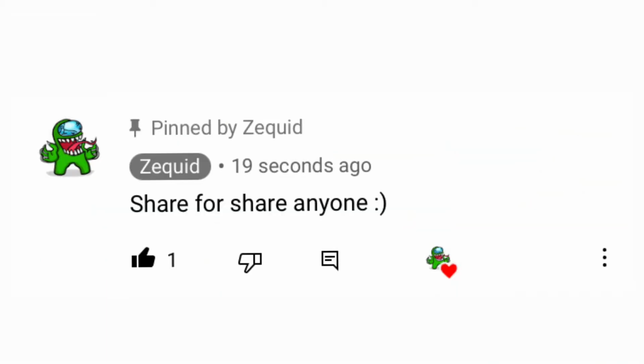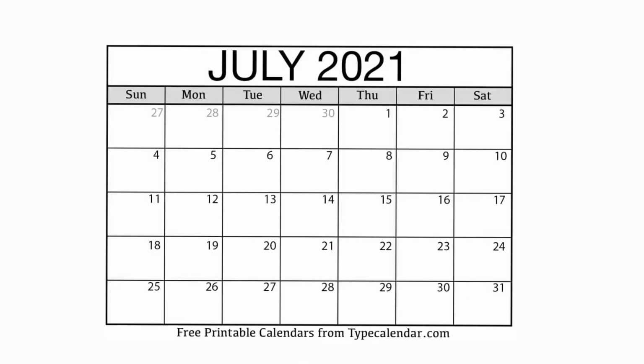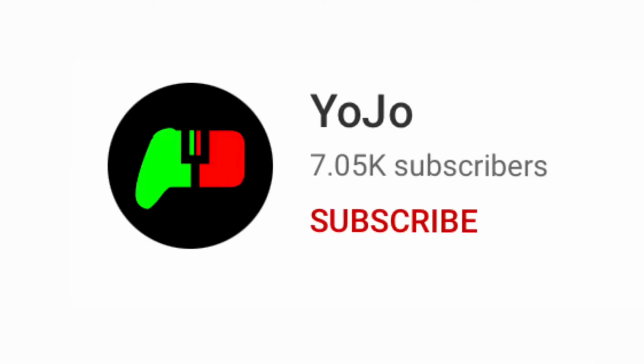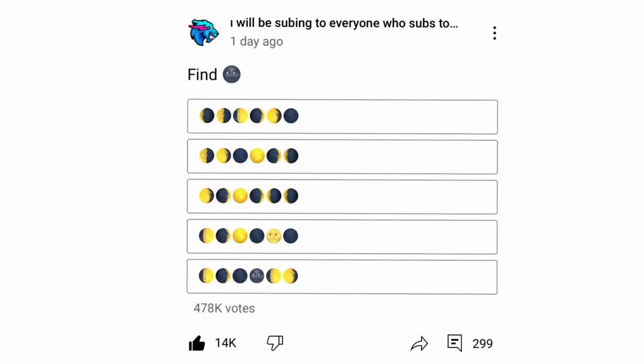Back to the free method, if you keep on doing share for share you will eventually start averaging several hundreds of thousands of votes. Bear in mind that this will take over a month for you to increase your votes this much. Here I will show some examples of creators who aren't that big, yet have used this to grow their community posts. This proves that subscribers don't really affect community posts recommendation, similar to YouTube Shorts.